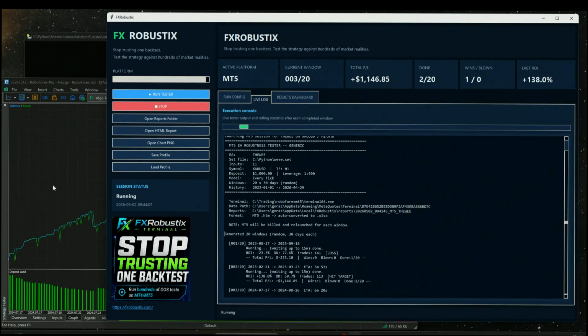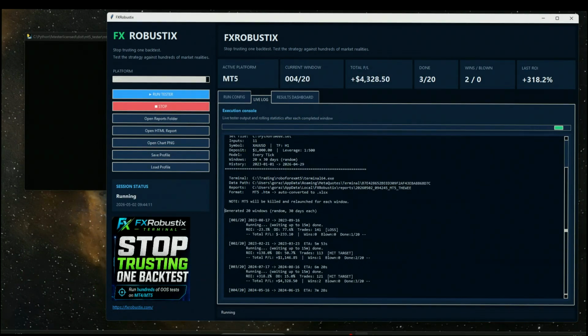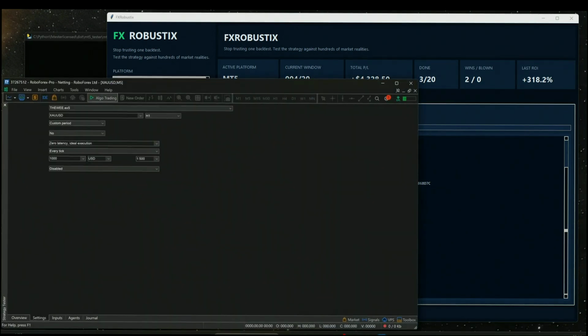MetaTrader shows one backtest. FXRobustix shows survival power. Stop trusting one backtest. Test if your EA can really survive changing markets.